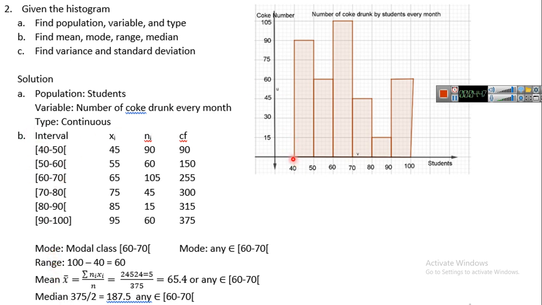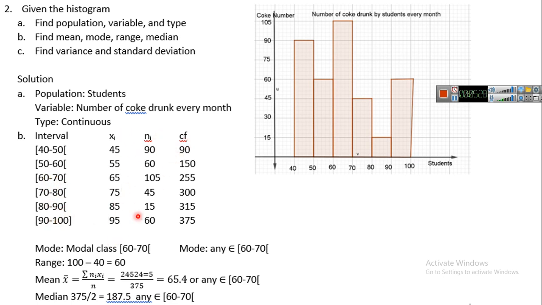So we do the intervals from 40 till 50. Between 40 and 50, 90 students drink Coke per month. Between 50 and 60, I have 60 students who drink Coke. Between 60 and 70, 105 students. Between 70 and 80, 45 students. Between 80 and 90, only 15 students, and between 90 and 100, 60 students drink Coke per month. So here we do the approximation xi, the middle: 45, 55, 65, 75, 85, and 95.